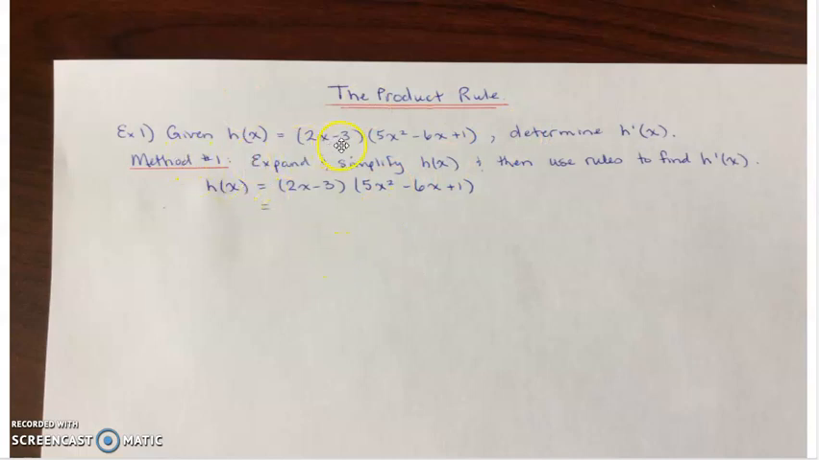Given that h of x is equal to the product of 2x minus 3 with 5x squared minus 6x plus 1, we're going to determine the derivative here. What we've done in the past with method number 1 is expand and simplify that h of x, the two polynomials, and then we just use our regular rules to find the derivative. So take a moment to do that.